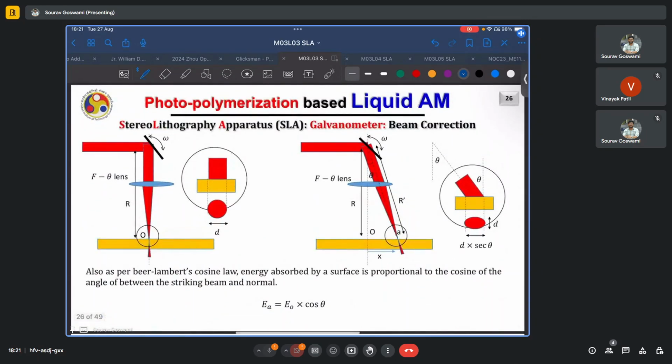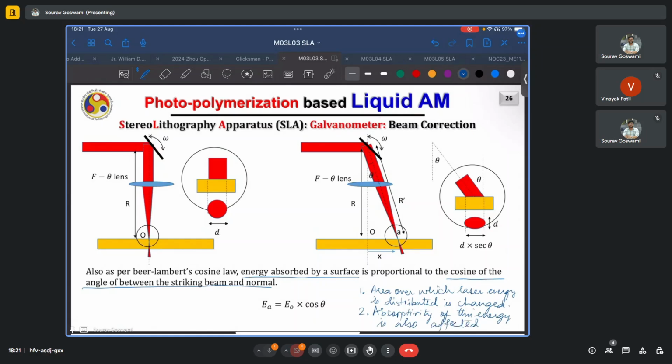A second consideration for this phenomenon is that the energy absorbed by such a beam is proportional to the cosine of the angle between the striking beam and the normal. So, firstly, the area over which laser energy is distributed is changed. This was our first consideration. Say a circle turns into an ellipse. Second, the absorptivity of this energy is also affected.